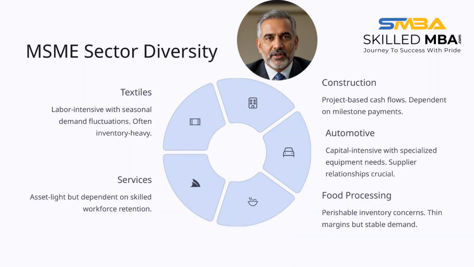The micro, small, and medium enterprises sector in India is diverse, spanning textiles with its labor-intensive, inventory-heavy nature, and construction reliant on milestone payments. Automotive demands capital and supplier ties, while food processing faces perishable inventory and thin margins. Services, though asset-light, hinge on skilled workforce retention. Each sector presents unique liquidity challenges.